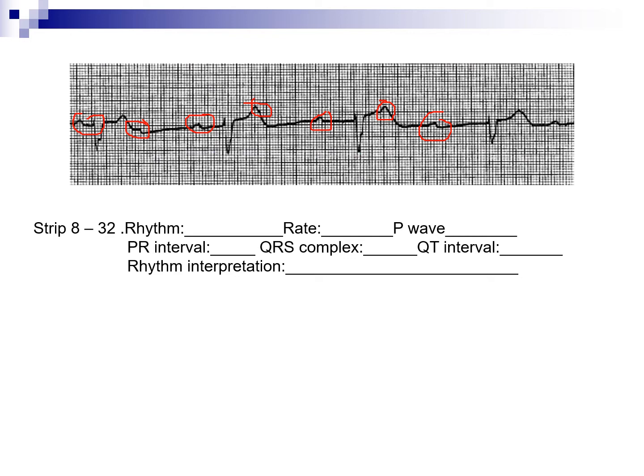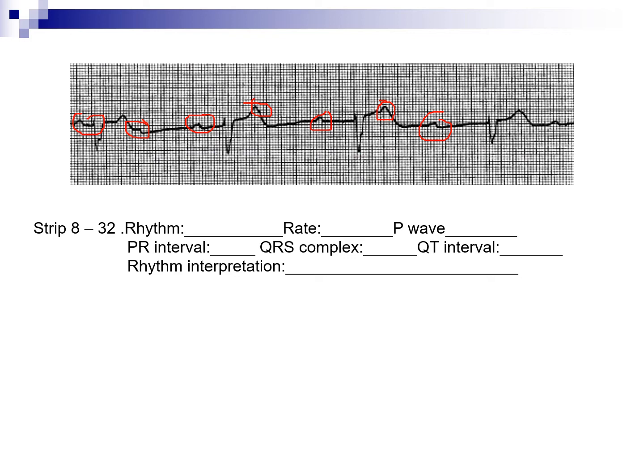And our interpretation, again, since this is a higher grade block, we are going to use process of elimination. The R to R is regular, so it cannot be a Wenckebach block, where the R to R is always irregular because of that drop beat. The PR interval is not constant, so therefore it cannot be a second degree type 2. So this is a third degree heart block.